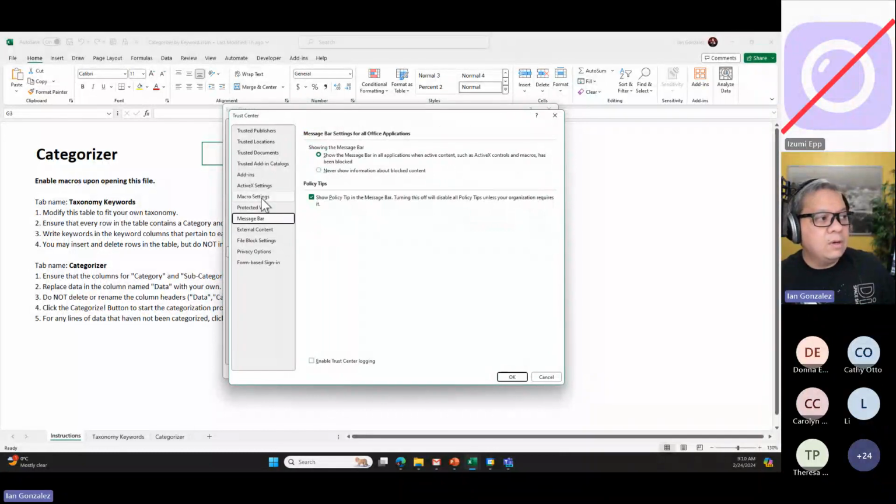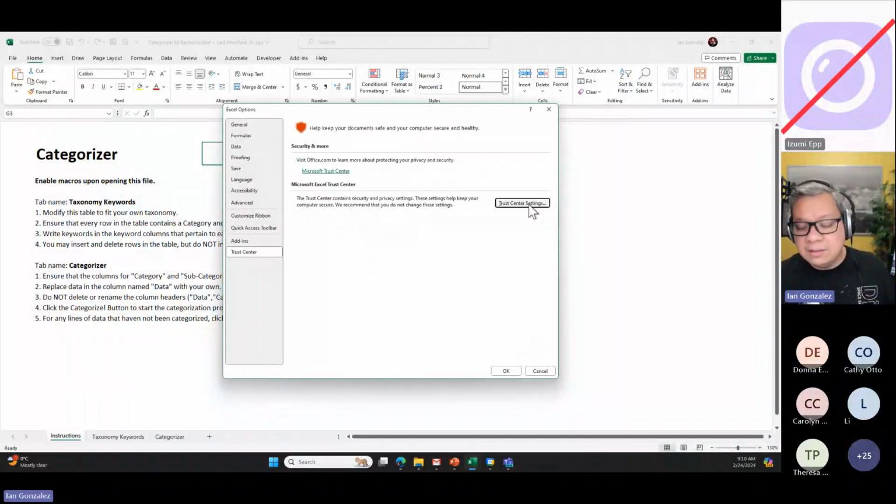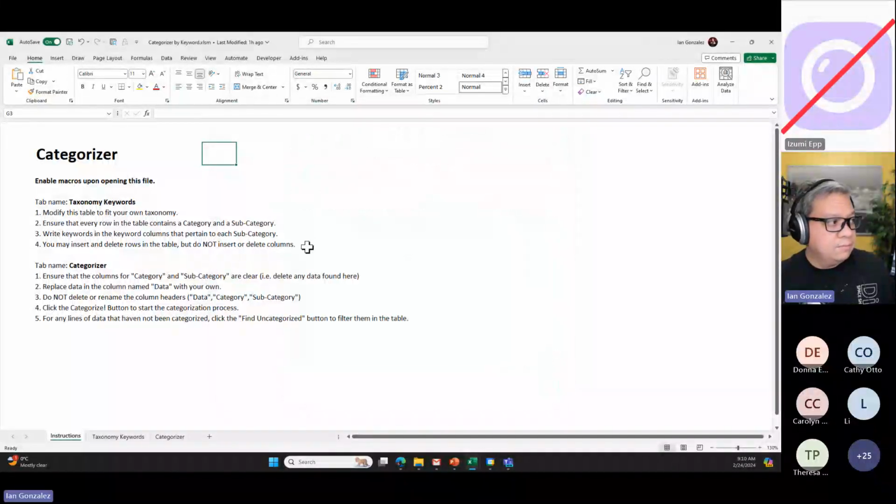And then you can go to macro settings and then you just click on enable VBA macros. All right. If your trust setting button is grayed out, you have no choice. You have to talk to IT and tell them, I need this macro file to work. Okay, this is not a virus Excel file. I need it for work, and they upgrade it for you. Okay. All right. So I hope you got that.